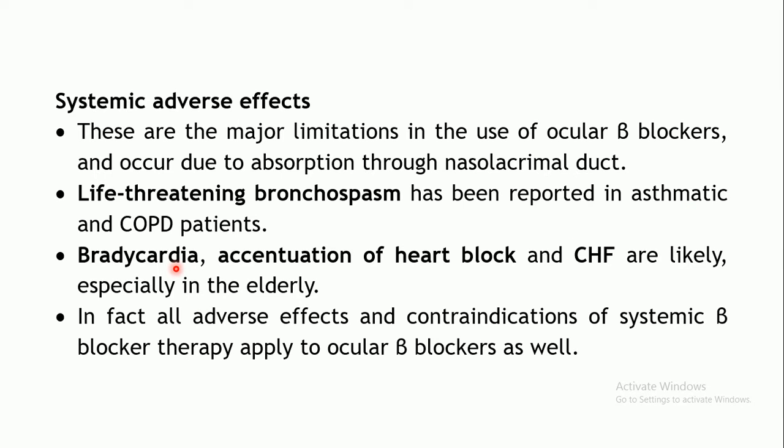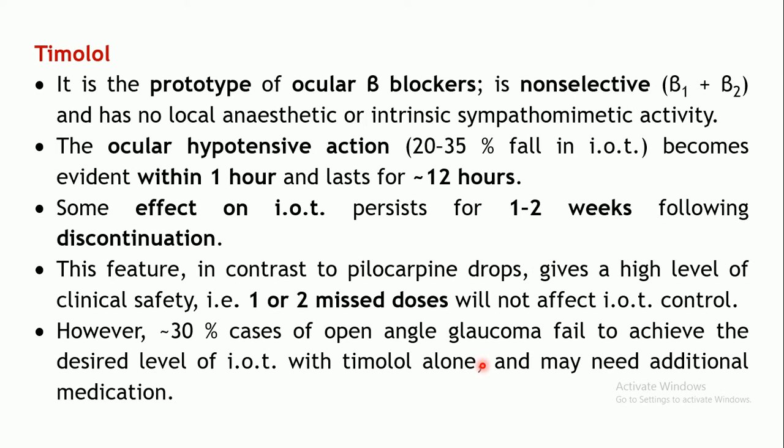Then another systemic adverse effect is bradycardia, decrease in the heart rate, and accentuation of the heart block. We have seen the effects of beta blockers on the heart, so all these may get precipitated. Even congestive heart failure may also get precipitated. Apart from this, the other adverse effects and contraindications of the systemic beta blockers also apply to these ocular beta blockers, because they may get absorbed systemically.